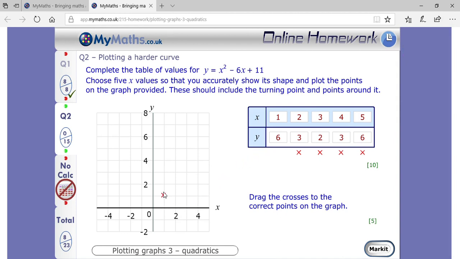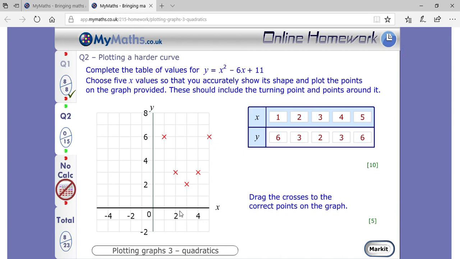One will be here and six will be here. Then 2, 3: two is here and three is here. And 3, 2: three is here, two is here. 4, 3 is here, and 5, 6 will be here.